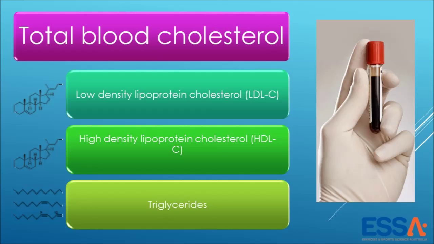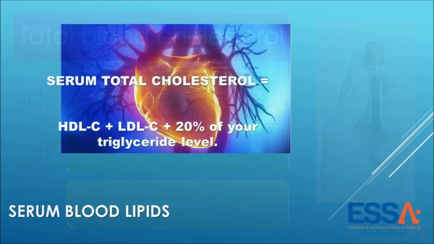High-density lipoprotein cholesterol, HDL-C, is protective and removes cholesterol from the tissues and carries it back to the liver. High-density lipoprotein cholesterol is often referred to as the good cholesterol. And finally, triglycerides. Triglycerides are the most common type of fat in the body. They are present in the blood to enable the transfer of adipose fat and blood glucose from the liver. These three measures are then combined to determine our serum total cholesterol. The total cholesterol score is calculated using the following equation: your HDL cholesterol plus your LDL cholesterol plus 20% of your triglyceride level.